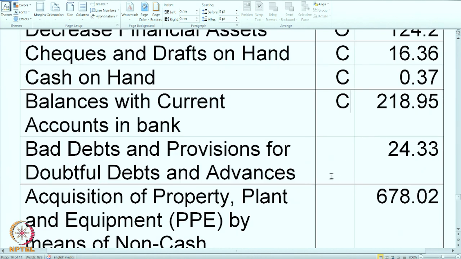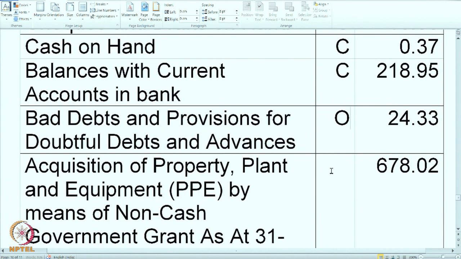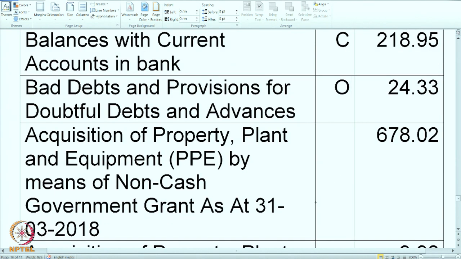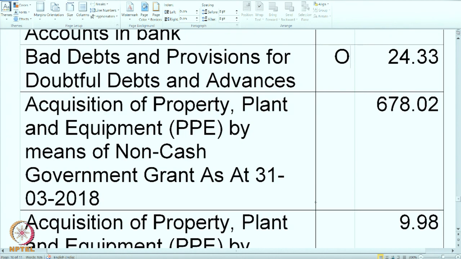Bad debts and provisions for doubtful debts, should we consider it? It's a non-cash item, but it will have impact on P&L. So we will mark it as O. Acquisition of property, plant and equipment by means of non-cash government grant. This is the acquisition of property, so it looks like I, but since it is by means of non-cash government grants, we will not consider it as a cash flow item. We are marking it as NC.